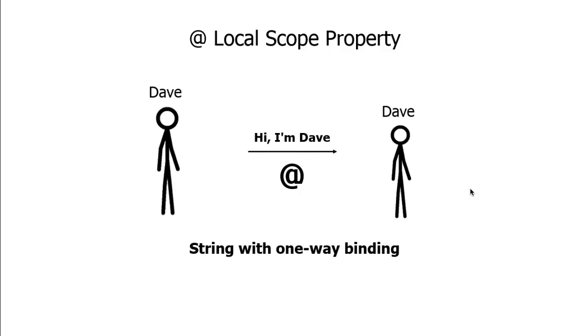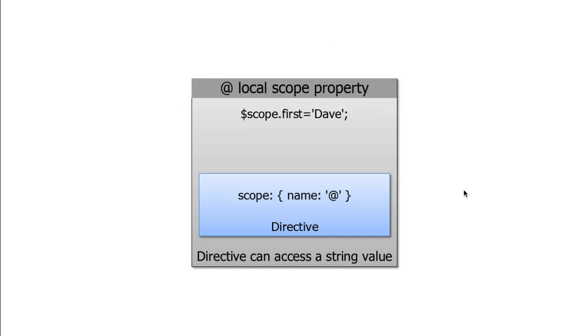Now, from a code standpoint, it looks like this. Let's assume that we have a controller of some type that has a first property for first name, and we want to get this Dave value into this directive in the blue box here. And you'll notice that the directive has isolate scope, so it has that wall built up. Can't see anything from the outside world.